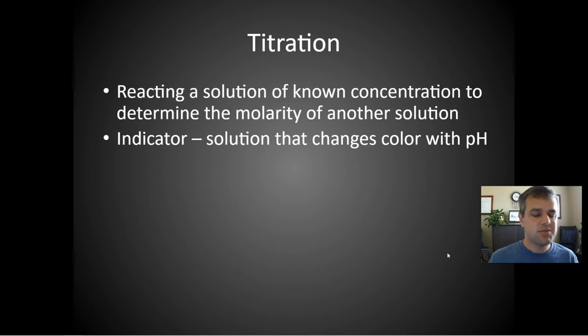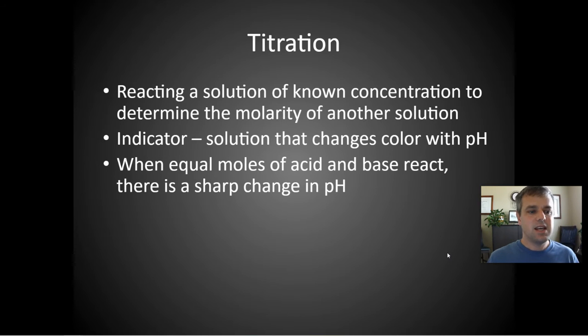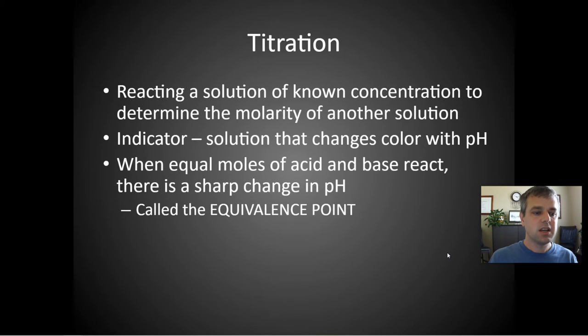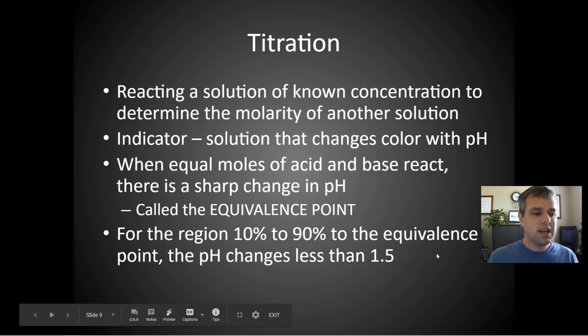In a titration, oftentimes we use an indicator that changes color with pH, and we'll learn a little bit later how those work. When you have reacted equal moles of acid and base, there is a very sharp rise or drop, depending on which way you're doing this, in the pH. That is called the equivalence point. For the region between 10 and 90% of the way to the equivalence point, the pH changes by less than 1.5 pH points. So let's take a look at this in a little more detail.